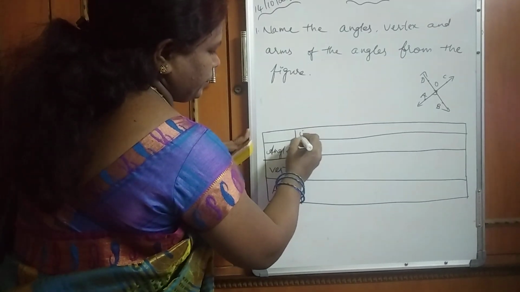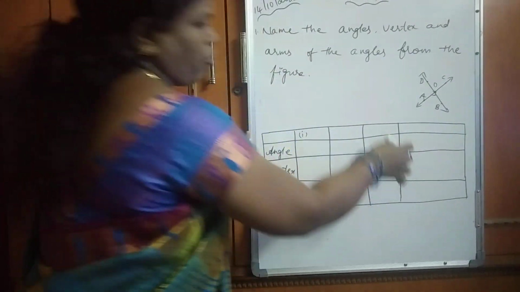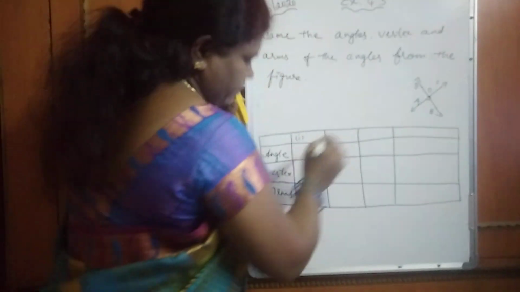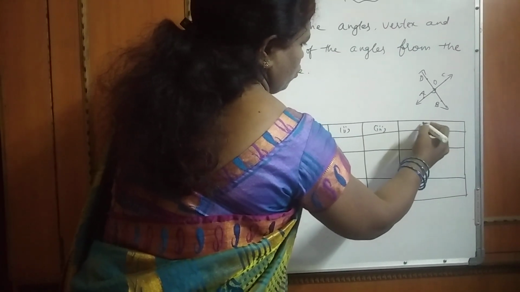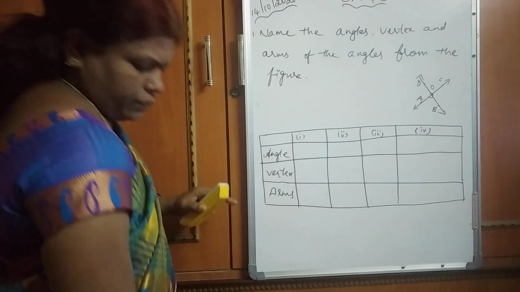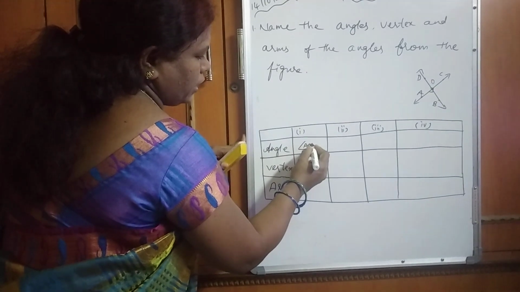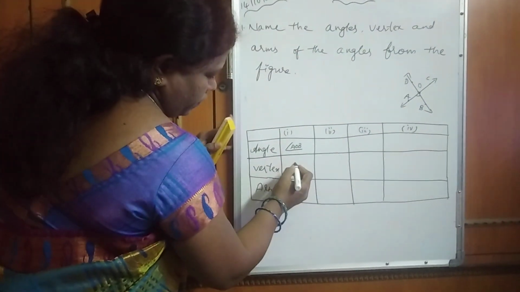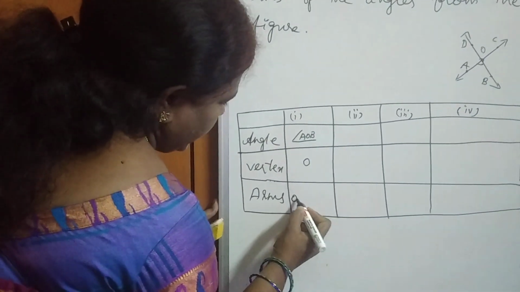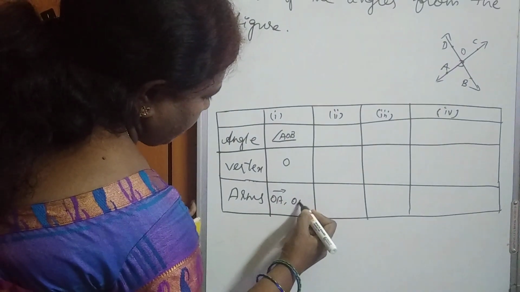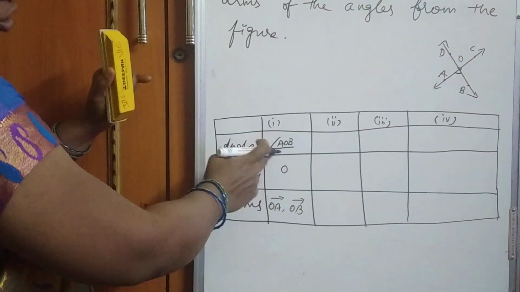For the first one, we'll see how many angles are formed. Here he gave only 4 angles, 2, 3, 4. So what is the first one? First one is already given. Angle is represented like this. Angle AOB. For that angle AOB, vertex is O, and the arms are rays OA and OB. So ray OA is one arm, ray OB is other arm. So this is one angle.